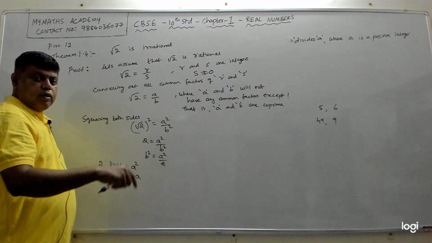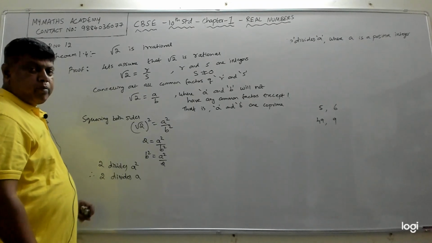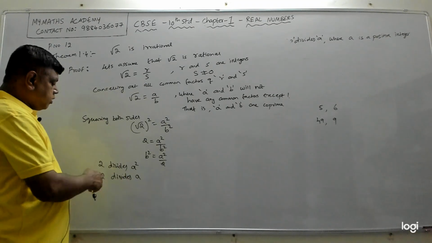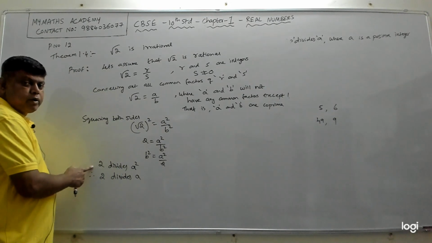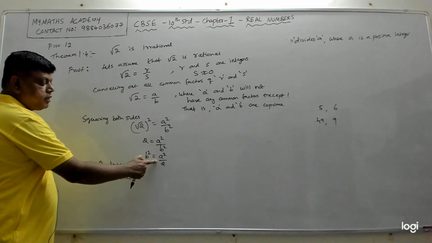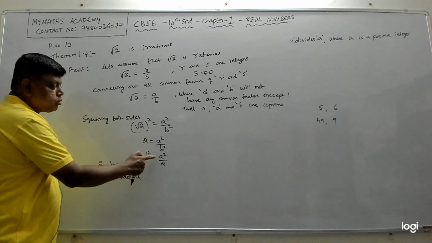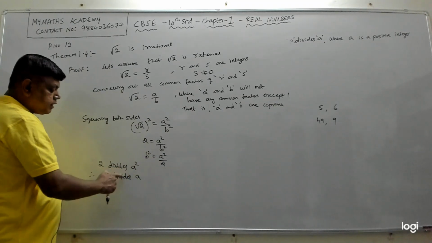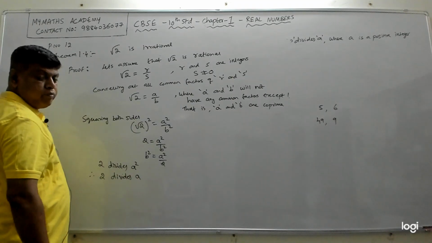That is the previous theorem 1.3, which says that if p is a prime number and if p divides a square, then p will divide a. Here p is 2, a prime number. 2 divides a square, because a square by 2 gives you an integer, which means a square is divisible by 2. When 2 divides a square, we can say 2 divides a.